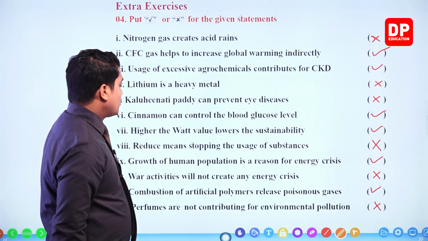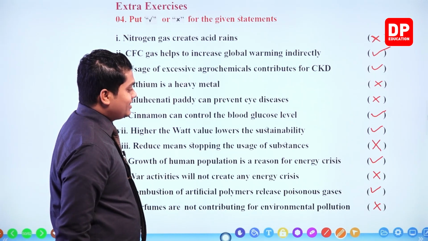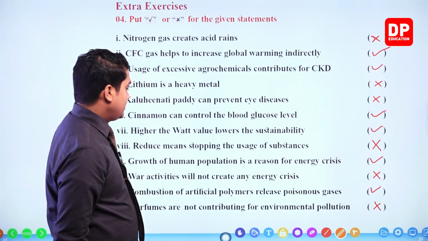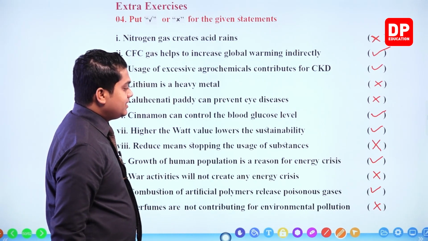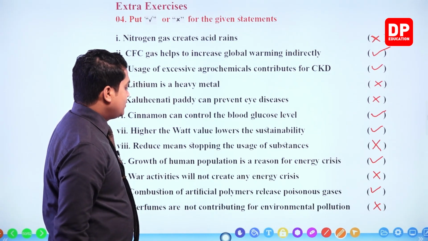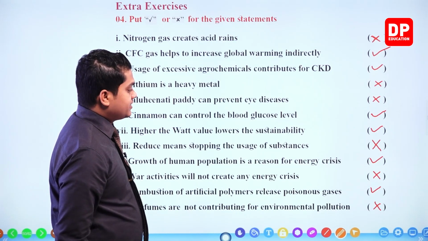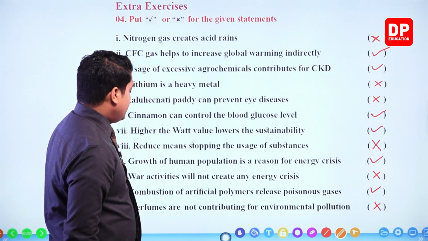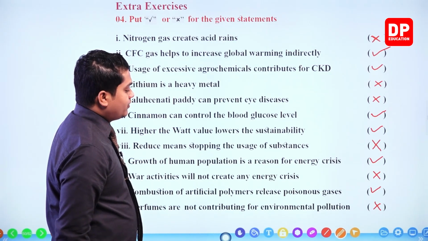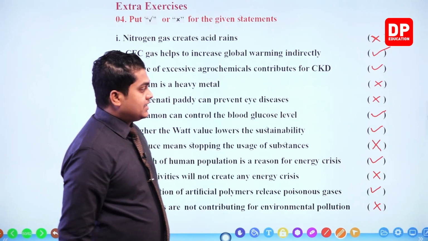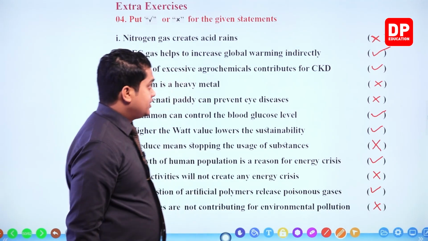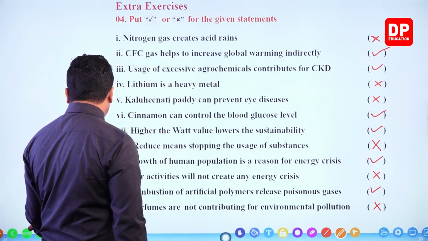Incorrect. Growth of human population is a reason for energy crisis. Correct. War activities will not create any energy crisis. Incorrect. Combustion of artificial polymers release poisonous gases. Correct. Perfumes are not contributing for environmental pollution. Incorrect. Okay. So these are the answers for the 4th question given. Right. Now let's see the next one.